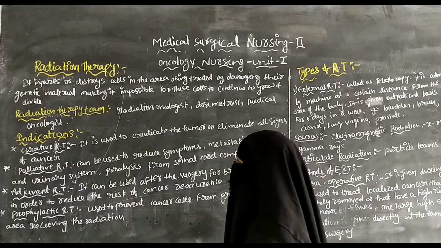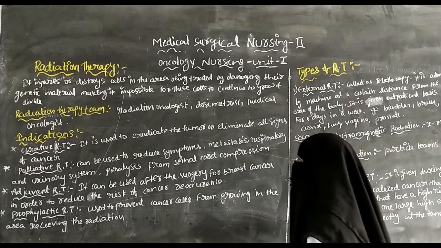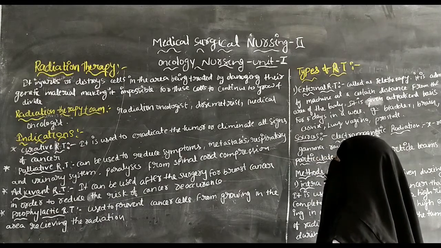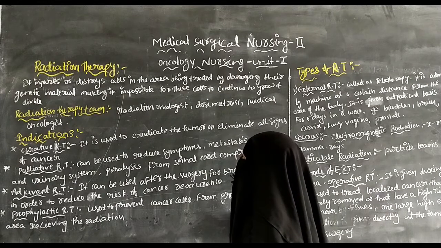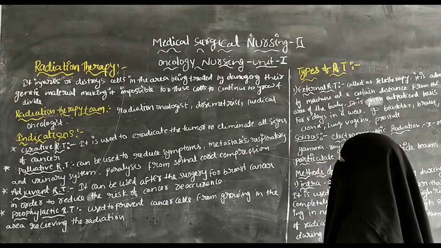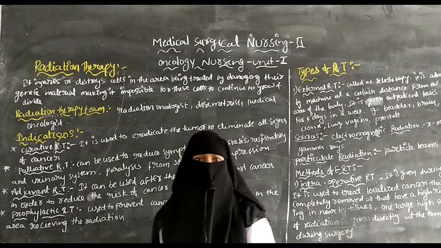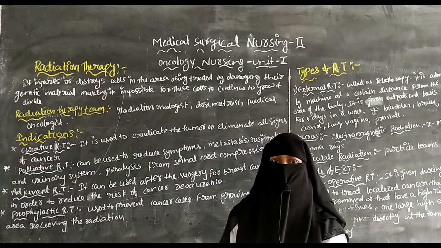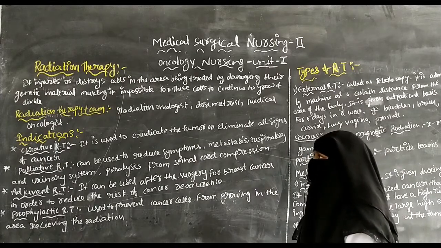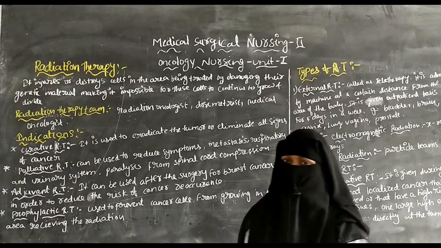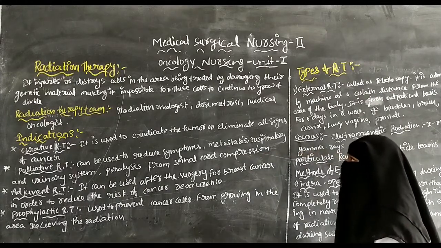The definition: it injures or destroys cells in the area being treated by damaging their genetic material, making it impossible for these cells to continue to grow and divide. Radiation therapy can be provided for the cancer patient. For this cancer patient, radiation therapy helps to destroy the cancer cells in the area being treated.